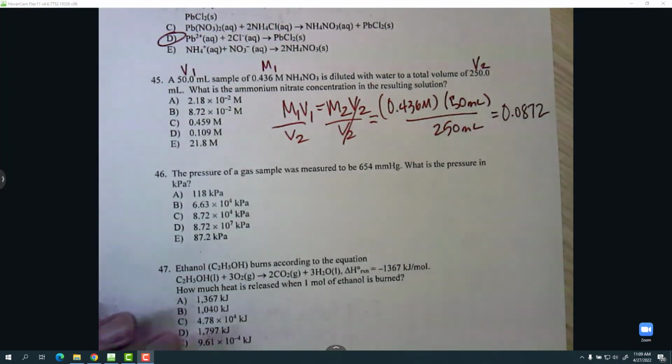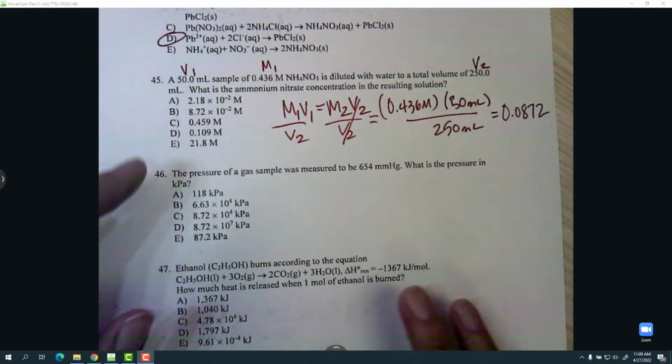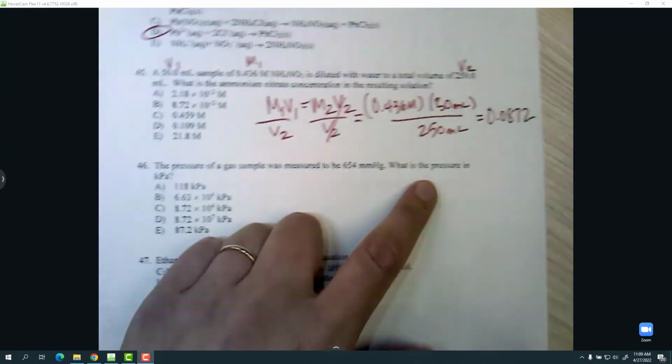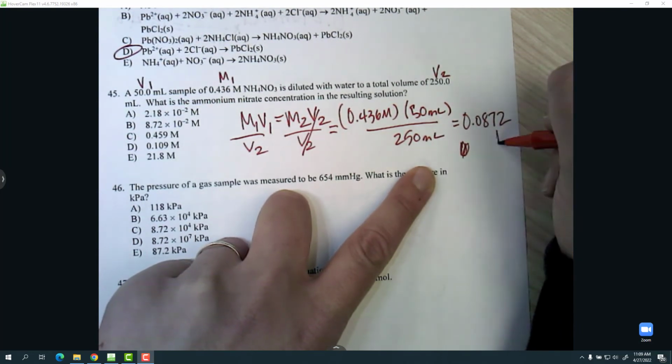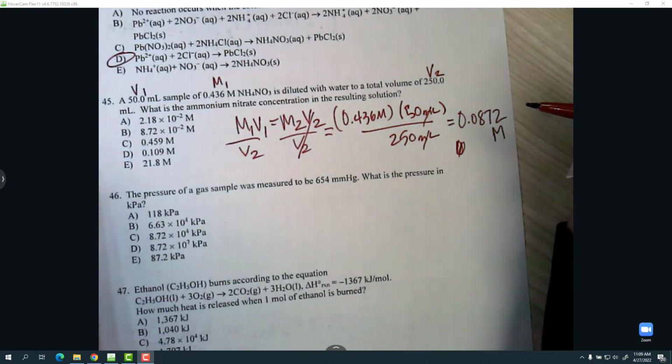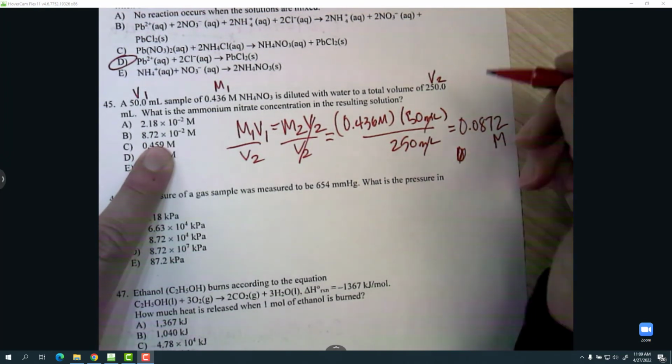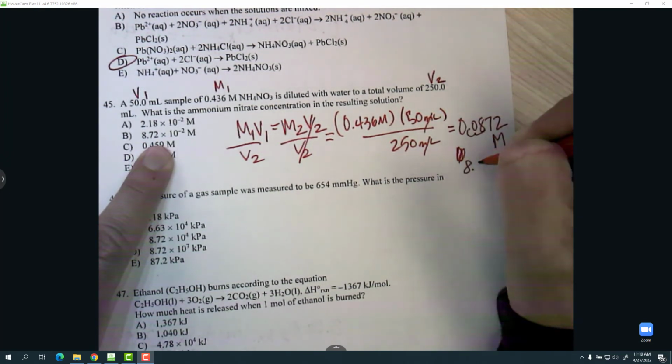All right, so I got 0.0872. Let's see, I should have about 3 sig figs, 4 sig figs. So I should have 0. Oh, that's it. That is 3 sig figs. And that's molar, so milliliters cancel. That looks like it should be this if I move the decimal 2 places.